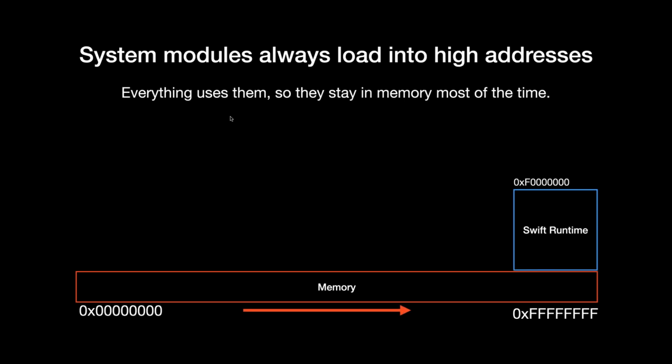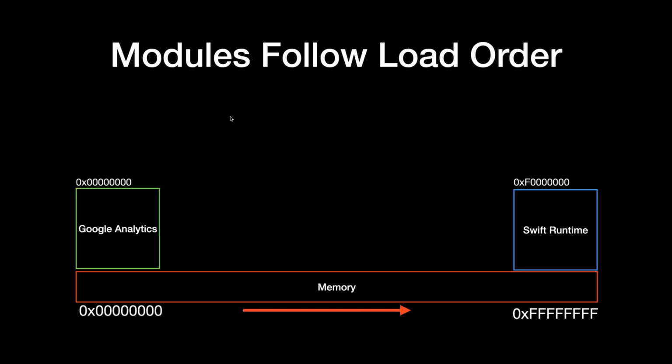So the first thing we need to load into memory before a program can run is the Swift runtime. Now, modern operating systems tend to load their own frameworks like Swift and UIKit into the upper ranges of memory because those frameworks are always needed by everything in the operating system. So it makes sense to leave them in a reserved area of memory and just never let them leave memory. But the modules you linked can go into the lower orders of memory.